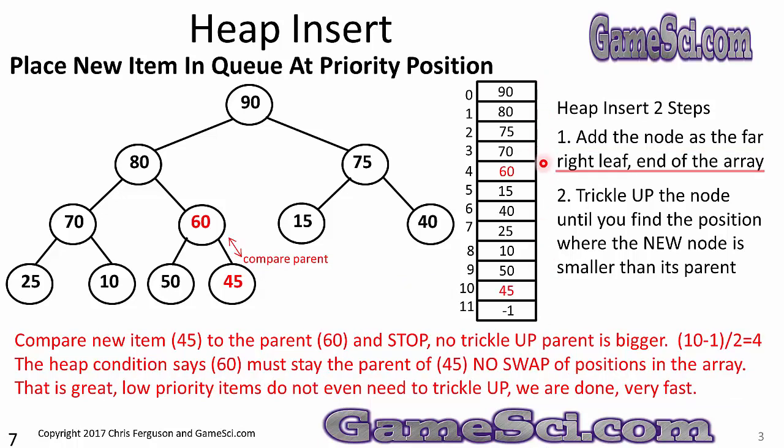Let's complete the adding of the far right leaf at the end of the array. Compare the new item we're inserting, 45, to the parent 60 and stop. No trickle up. The parent is bigger.